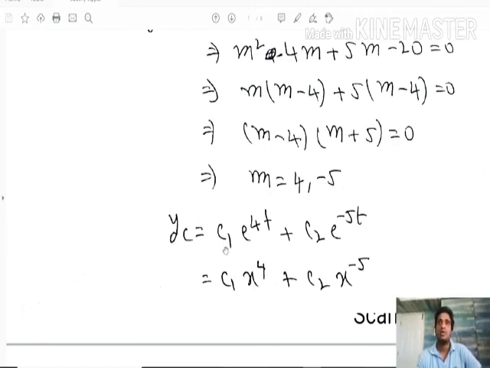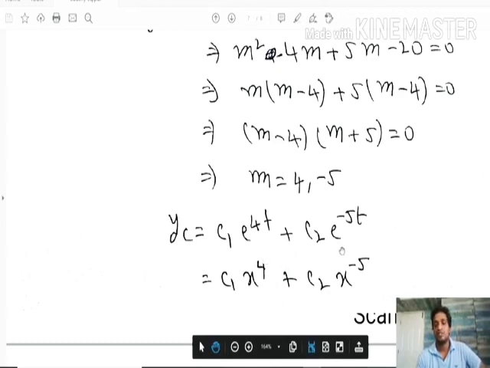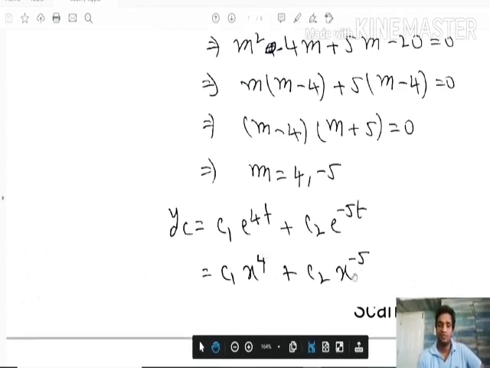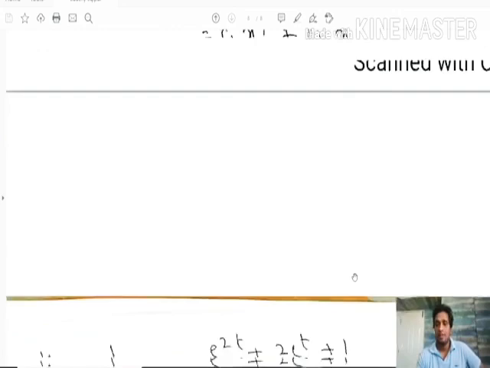So yc is equal to c1 e power 4t plus c2 e power minus 5t. E power t means x, so e power 4t becomes x power 4. Similarly, it becomes x power minus 5. Let's move to the yp.